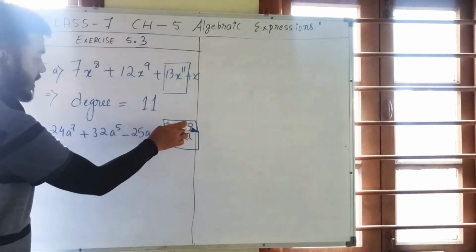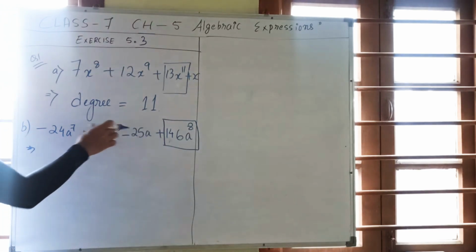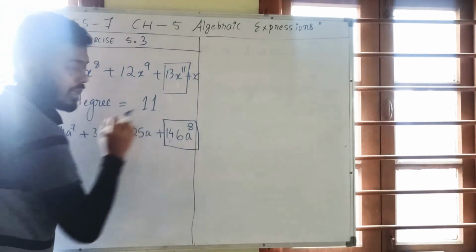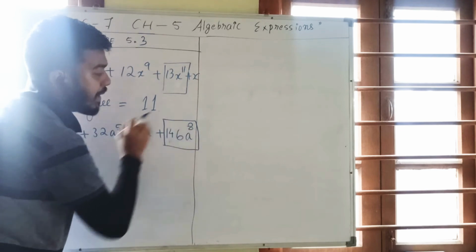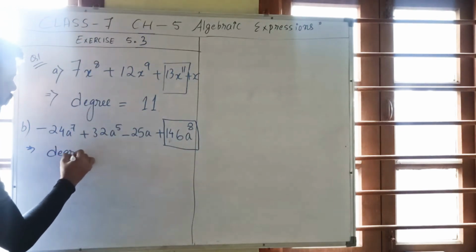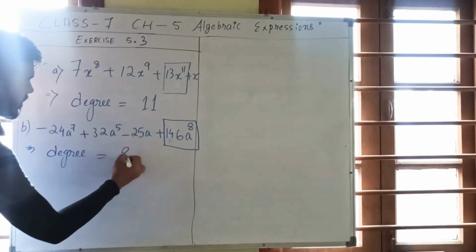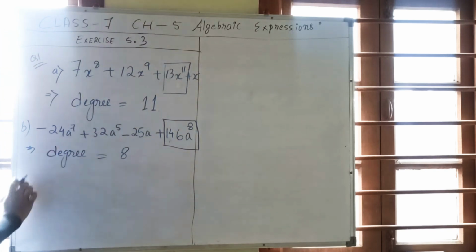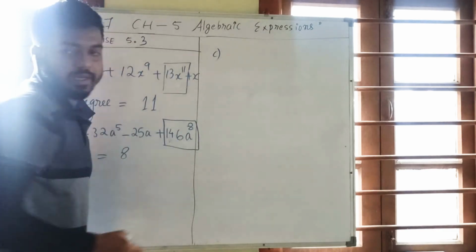a has power 8, then power 1, power 5, and power 7. So the highest power is here, right? So that will determine the degree of a. So the degree will be 8. Am I clear? Let us see another question, number C.